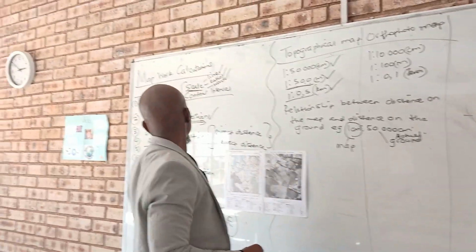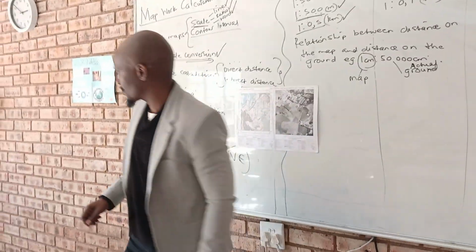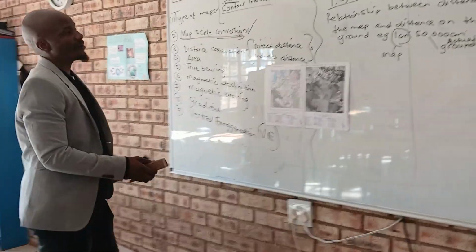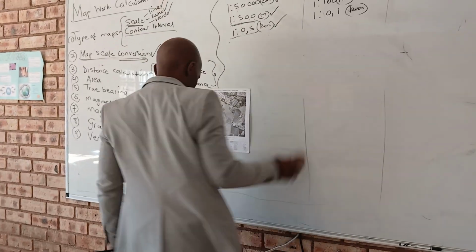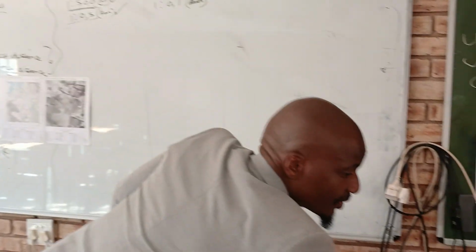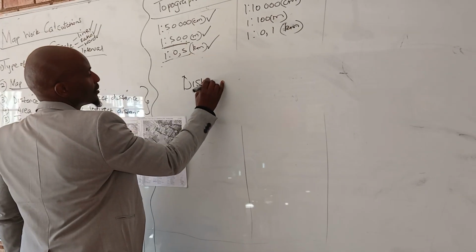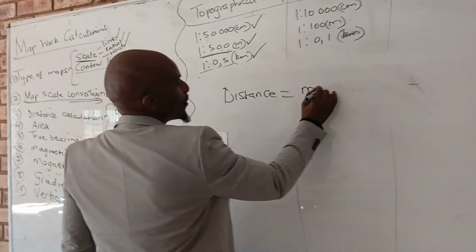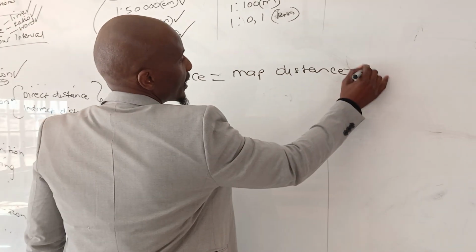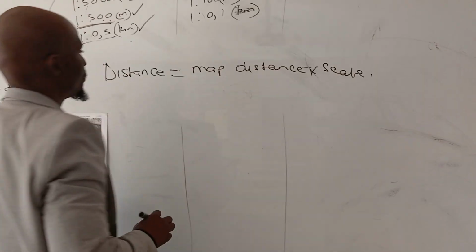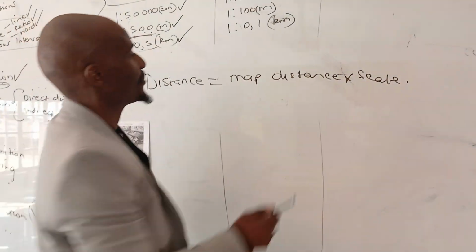Okay, let's move on to your calculation of distance. So when you are calculating distance, the first thing that you need to know is how do you calculate your distance? Your distance is equal to map distance multiplied by scale. This is your formula for calculating distance. You have got your map distance multiplied by scale.